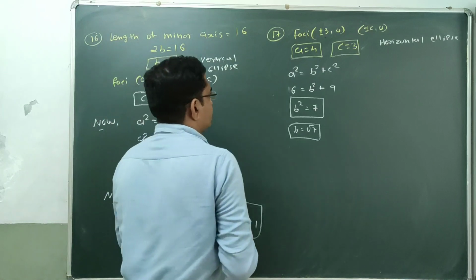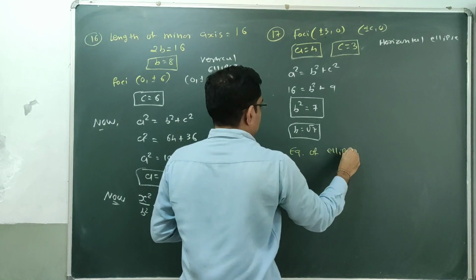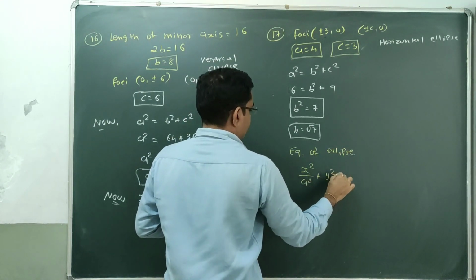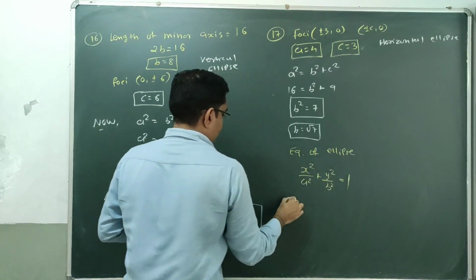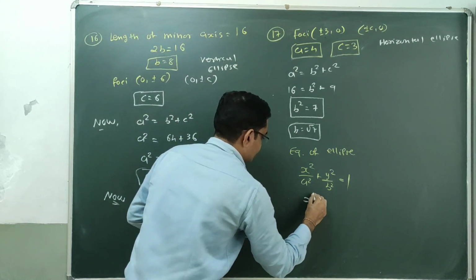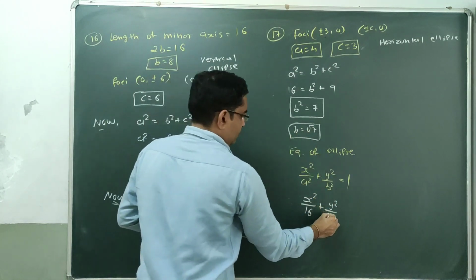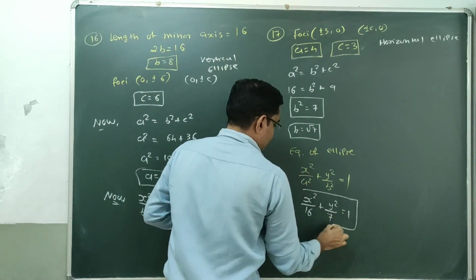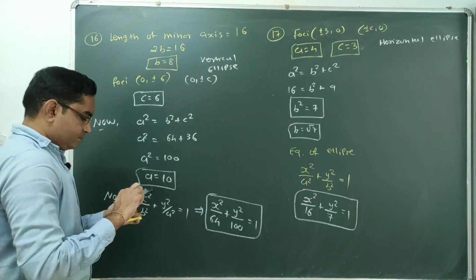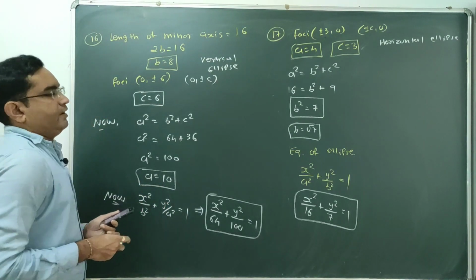So the equation of the horizontal ellipse is x square by a square plus y square by b square equal to 1. So our answer is x square by a square, that is x square by 16, plus y square by b square, b square is 7, equal to 1. Done. X square by 16 plus y square by 7 equal to 1 is the required equation of our ellipse. Done. This is question number 16 and 17.